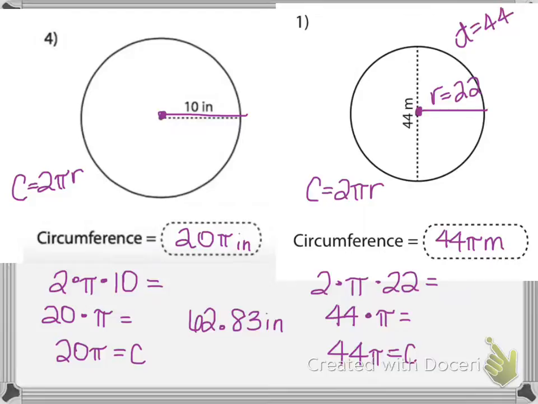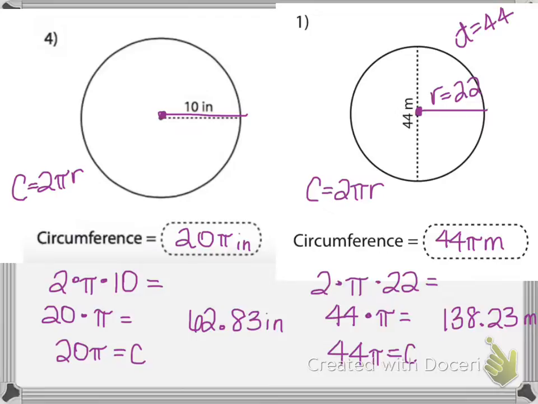And again, with this one, same thing. You can put 44 pi into the calculator and find the decimal. So go ahead, put that into your calculator, 44 pi, and find your decimal answer. All right, I am getting 138.23. That is rounded. It is 138.2300. Isn't going to round anything. And again, it's meters.